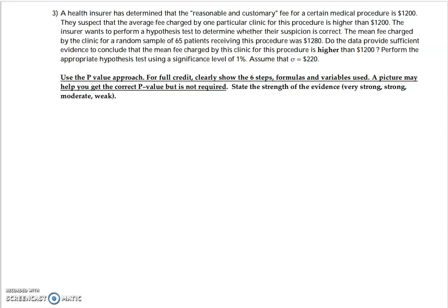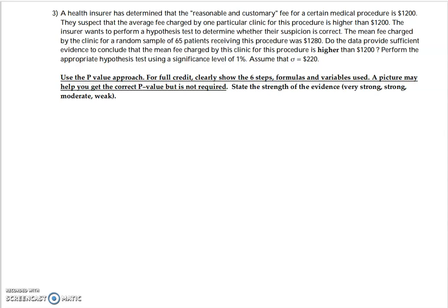Now we're going to do problem number 3 from our Chapter 9 review. A health insurer has determined that the reasonable and customary fee for a certain medical procedure is $1,200. They suspect that the average fee charged by one particular clinic for this procedure is higher than $1,200. The insurer wants to perform a hypothesis test to determine whether their suspicion is correct.